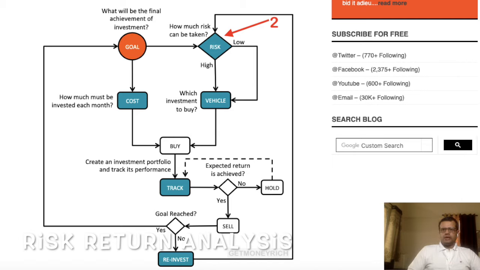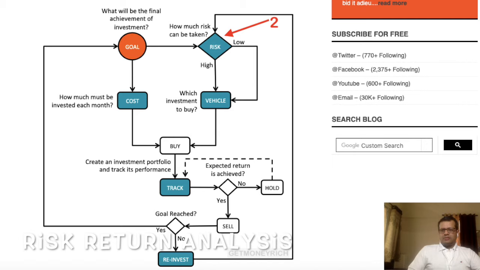What do I mean by more risk? More risk in terms of buying those investment vehicles which have the capability to give high returns, but in the short term their prices are very volatile and they may yield negative returns as well. So to sum it up, when a person has an investment time horizon of as long as 3 years, they can afford to take risks.